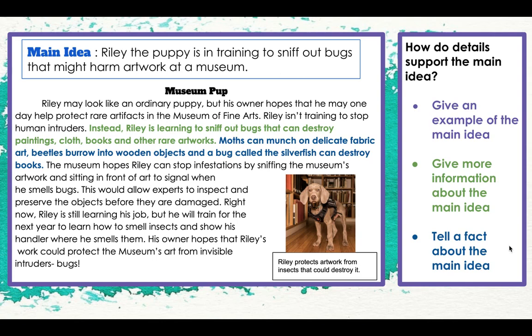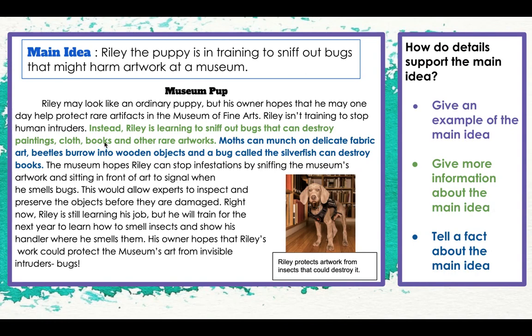So now let's look and see. Do we have anything that gives an example of a puppy training to sniff out bugs that might harm artwork? Well, the whole article is kind of an example of one dog sniffing out artwork. So I don't see a lot of examples of a puppy in training to sniff out bugs in this article right now. Let's look at the second part. Does the author give more information about the main idea?